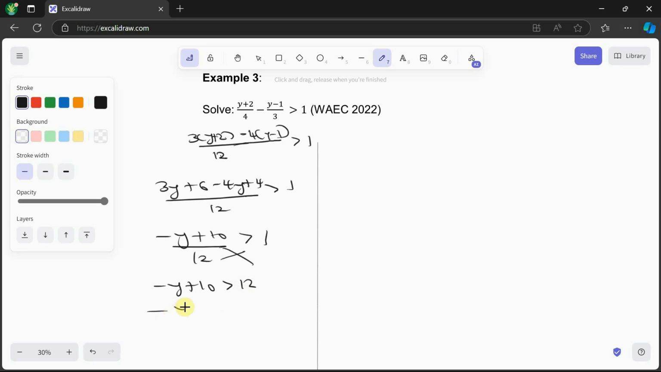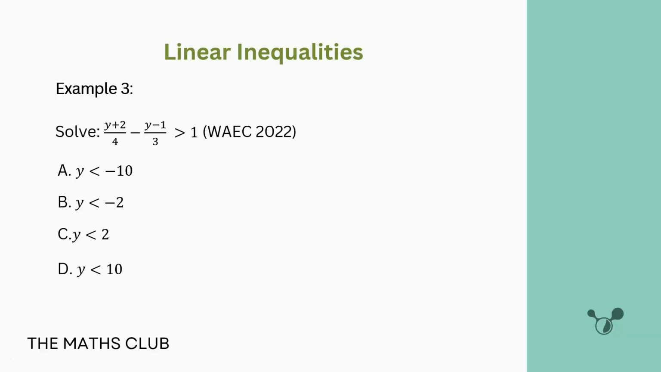That will be minus y is greater than 12 minus 10. Minus y is greater than 2, and if I divide both sides by minus, what will happen to my sign? Great, it's also changed. So that will be y is less than -2. So this is our solution to this question, and that will be option B.